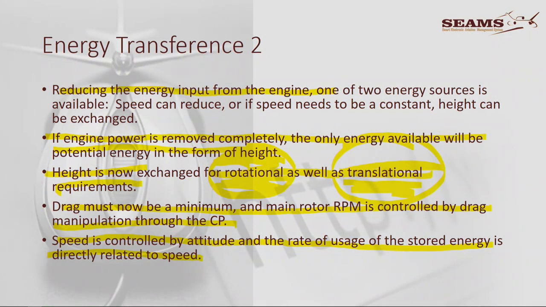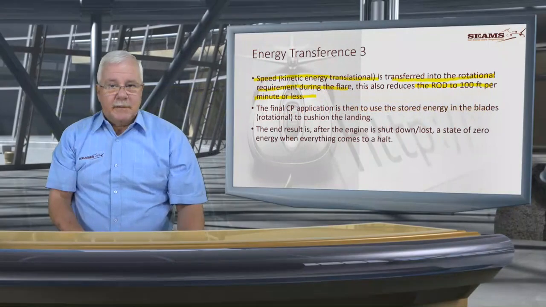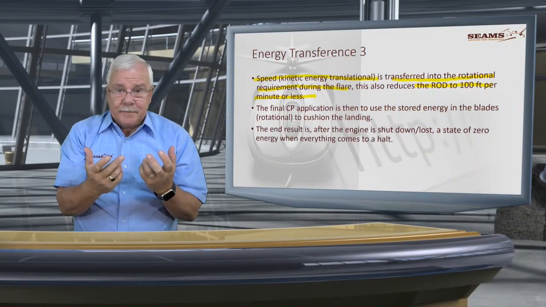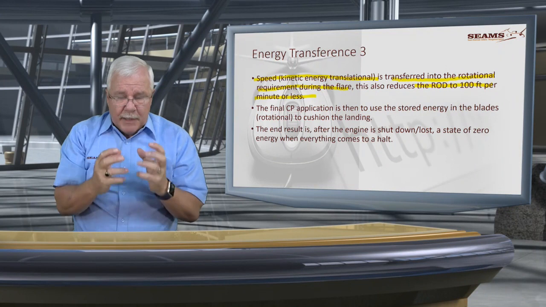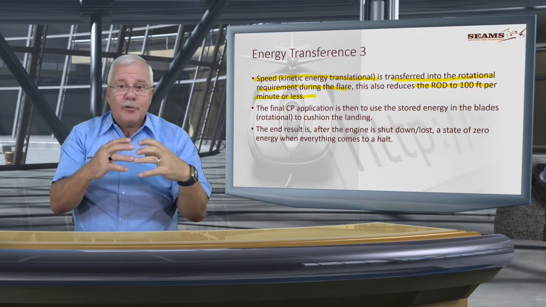Here, it's probably sounding a bit frightening at this stage, but not to worry about it. Speed or energy transfers: the third one I've got here is kinetic energy is transferred into rotational requirements during the flare. Now, this also reduces the rate of descent to whatever minima you can achieve. Main point is, if you've got no more potential energy, you've got nothing to exchange.